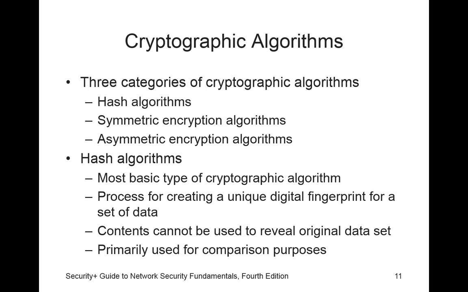There are 3 category types of cryptographic algorithms. You have symmetric, asymmetric, and hash. So what is a hash algorithm? Well, it's pretty basic in itself. All you need is a unique identifier. So when you log into Microsoft, how many of you know you have a unique identifier, right? It's called a SID. That SID is what helps transform your hash, or creates your hash. And the contents cannot be used to reveal the original data set.